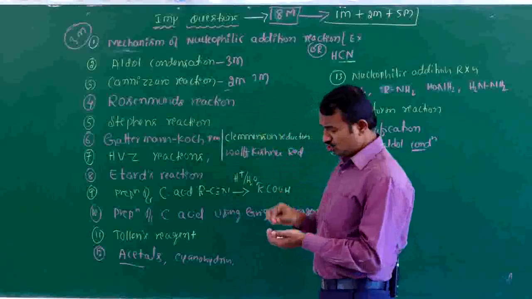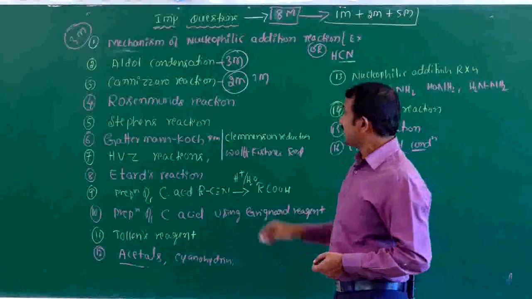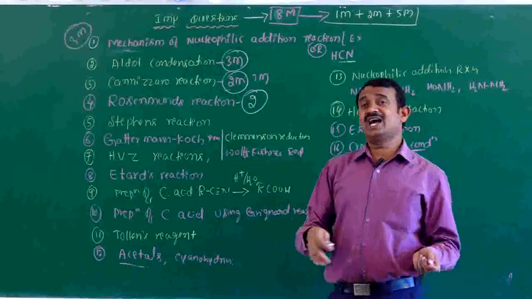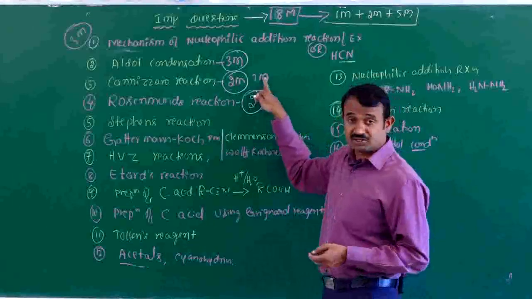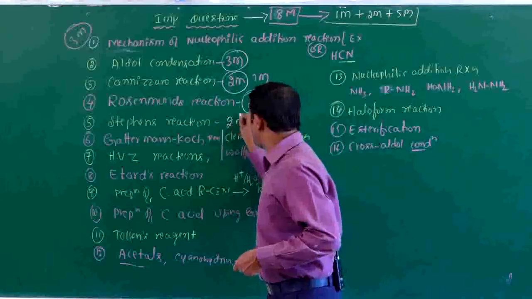This is also a 2 marks question. Here also 2 to 3 marks. Next one, it is the Rosenmund reaction, 2 marks. Sometimes they give A and B. What is A and B? Write the name of the reaction. They will ask 3 marks also. Rosenmund reaction. All named reactions have 2 marks.